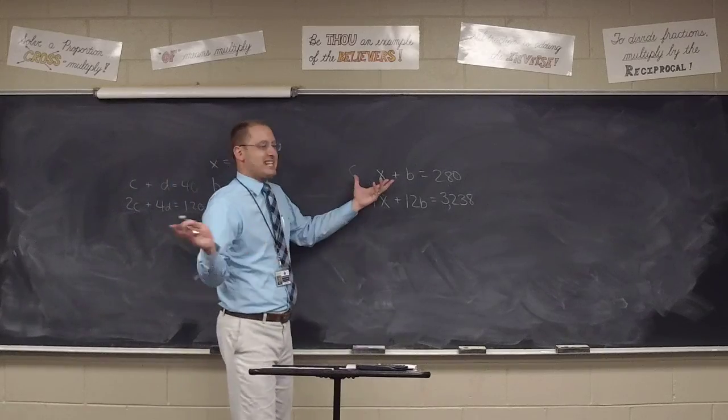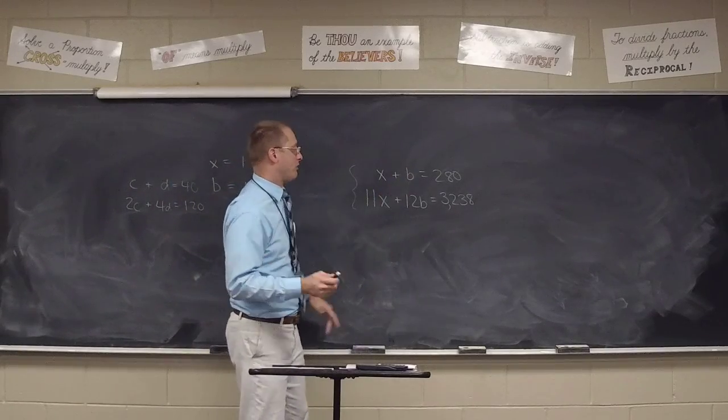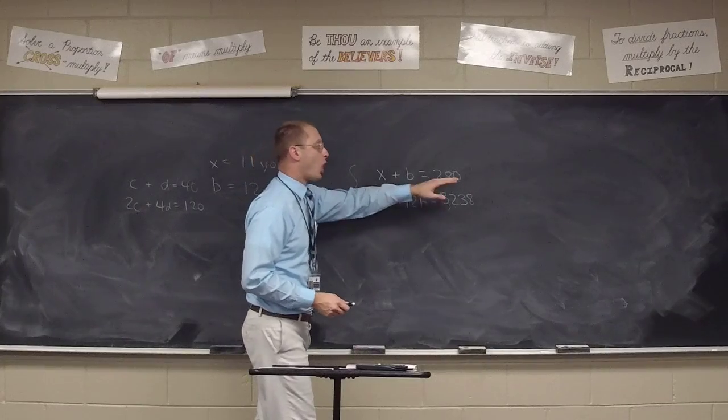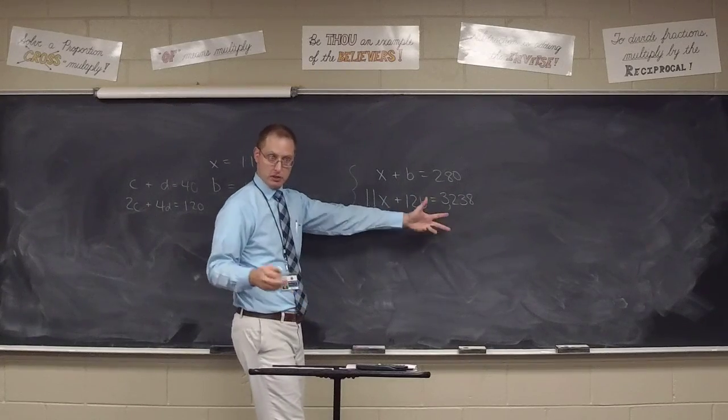We've got 280 kids, some of them 11, some of them 12. But 11 years times the number of 11-year-olds plus 12 years times the number of 12-year-olds equals all the years put together. Does that make sense?